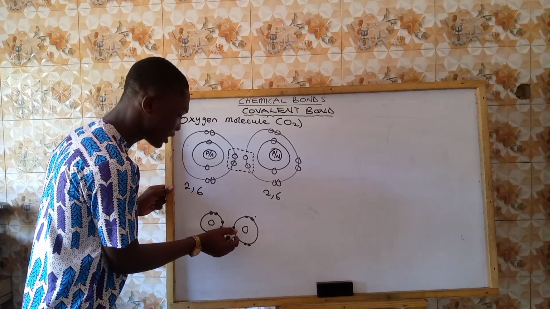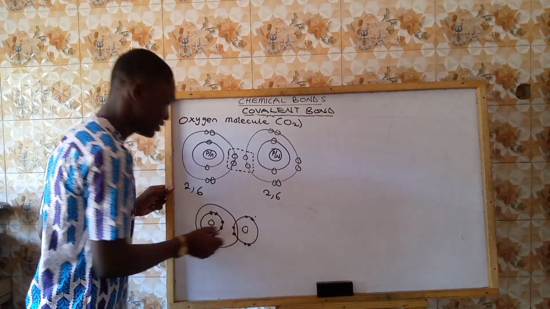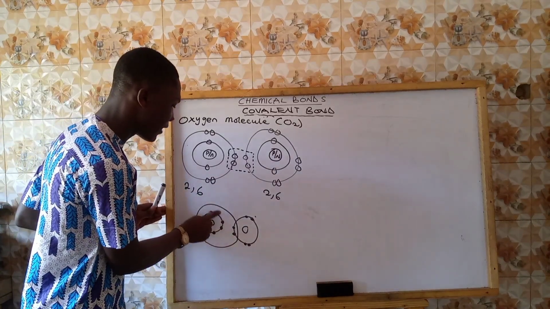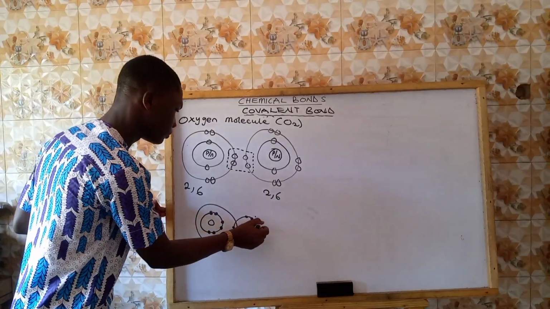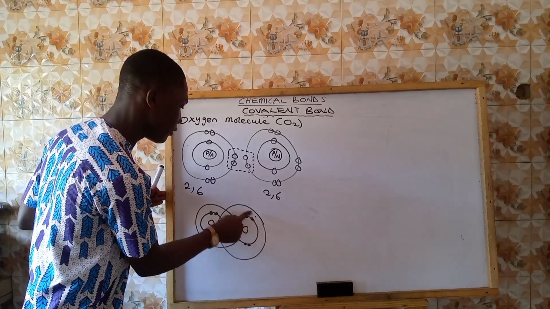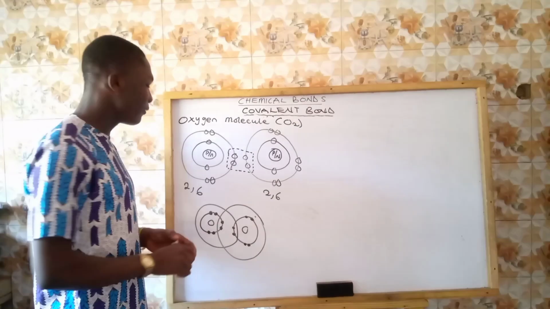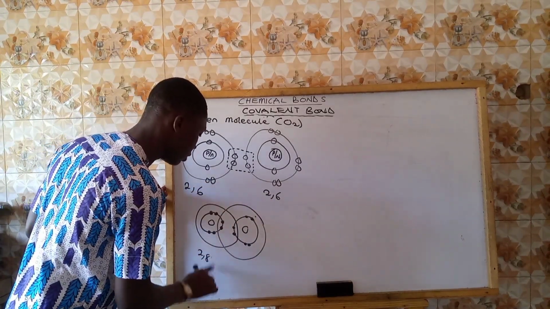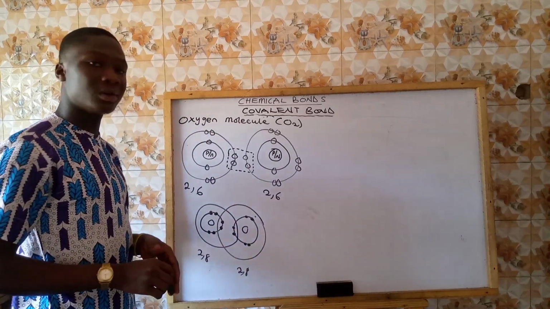So when they share electrons, this atom gets 8 electrons. 1, 2, 3, 4, 5, 6, 7, 8. Now this is stable. And this atom also gets 8 electrons. So we get 1, 2, 3, 4, 5, 6, 7, 8. So now this is also stable. They have 8 electrons each. So we get 2, 8 here, and then 2, 8. So now they are both sharing electrons, they become stable.